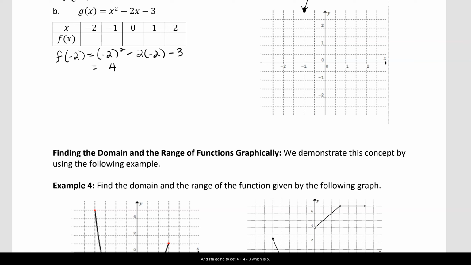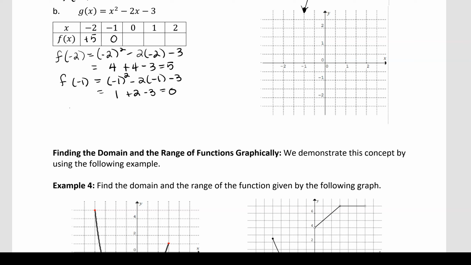And I'm going to get 4 plus 4 minus 3, which is 5. So at -2, we have a y value of 5. f of -1: everywhere there's an x, plug in a -1. -1 squared minus 2 times -1 minus 3 is equal to 1 plus 2 minus 3, which is equal to 0. So at -1, the y value is 0.